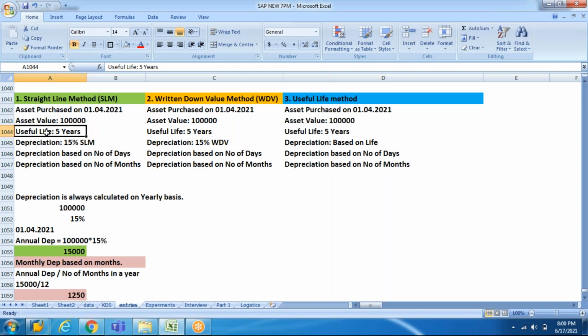Okay, 10,000 will be depreciation, and the 5,000 amount will be moved to delta. This delta is nothing but the adjustment figure. Every year, according to 15%, it should be 15,000. Correct? Correct. So this 15,000 will result at the end of the sixth year in 90,000.